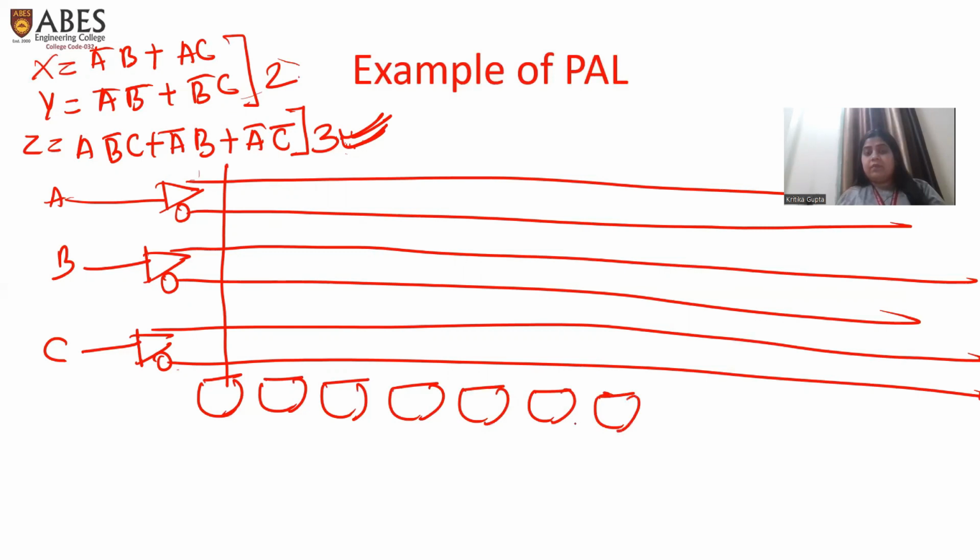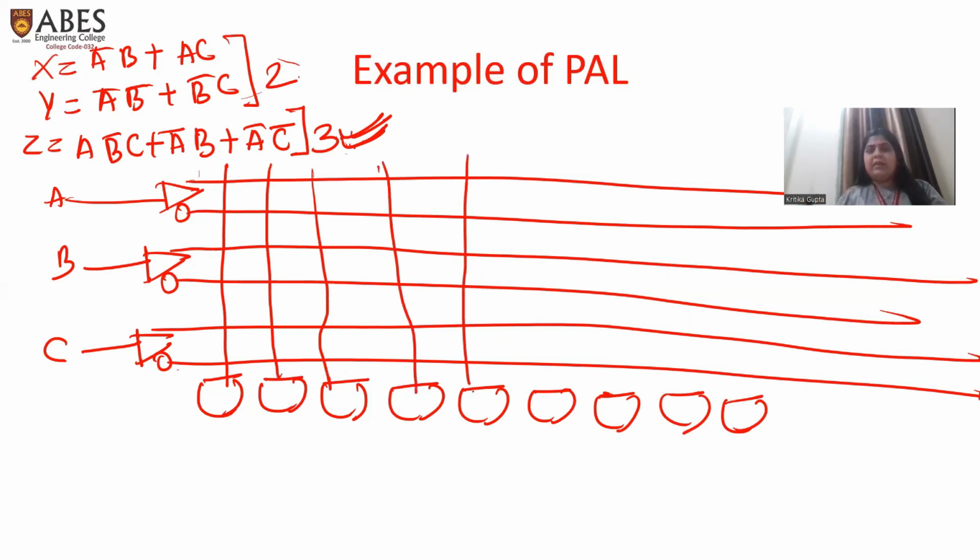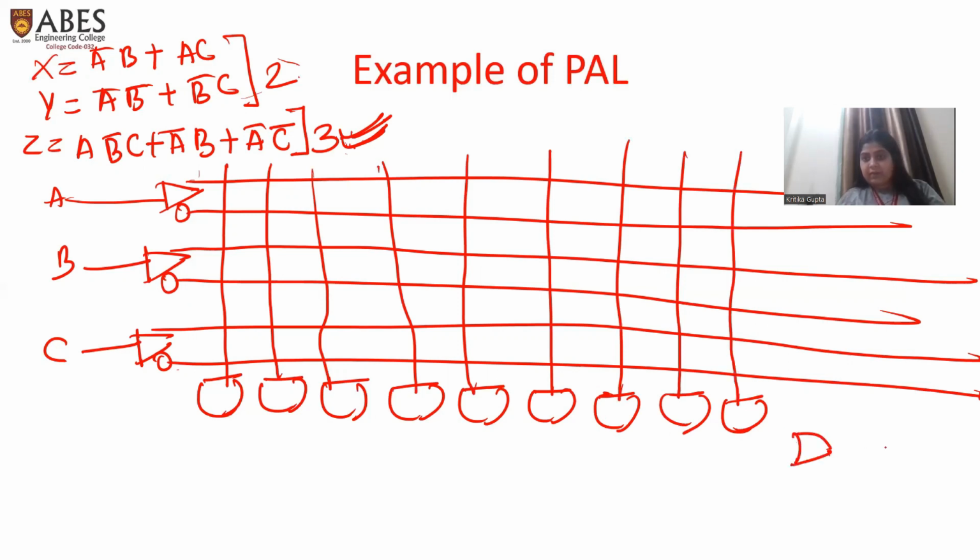1, 2, 3, 4, 8 and 9. How many OR gates? 3 OR gates. It is similar to PLA. We require 3 OR gates, one for each function X, Y, and Z.